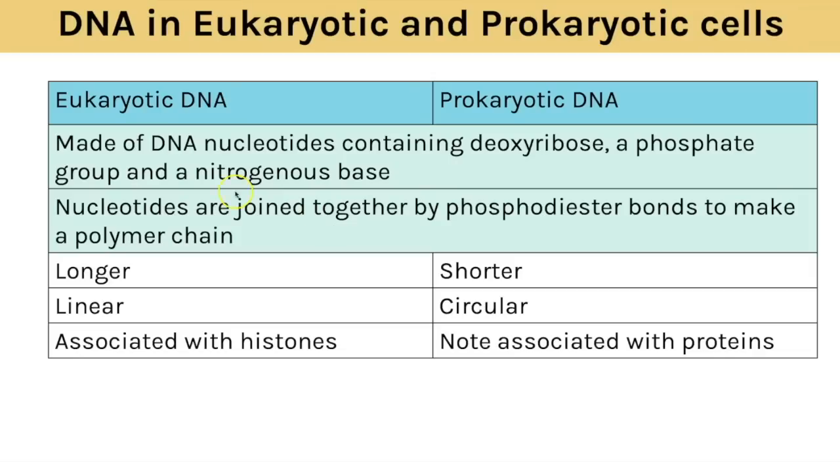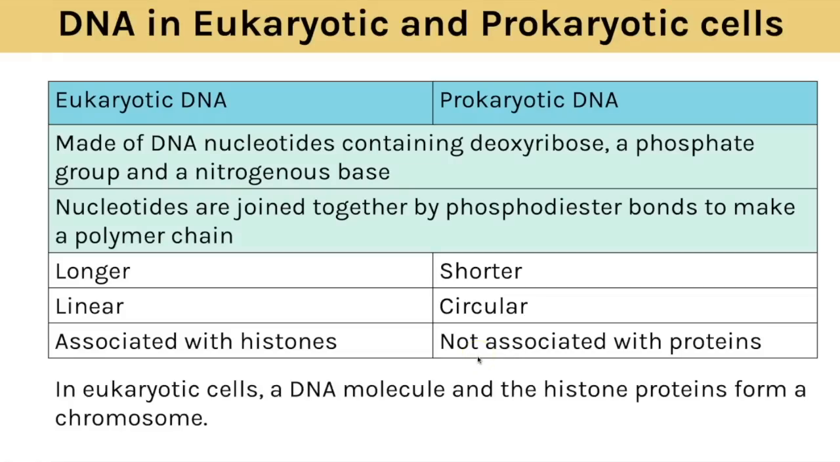The three key differences are that eukaryotic DNA is longer, eukaryotic DNA is linear, so it occurs as straight lines in the chromosomes, whereas in prokaryotic DNA you get circular loops of DNA. The DNA in eukaryotes is associated with histones, but prokaryotic DNA is not associated with proteins, those histones. So those are your key differences in the DNA.